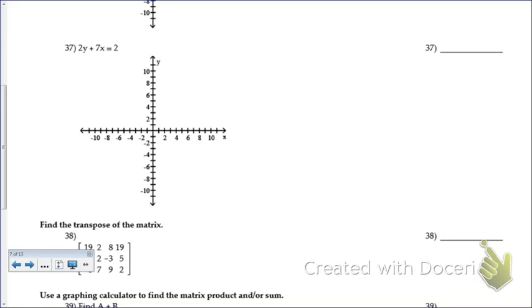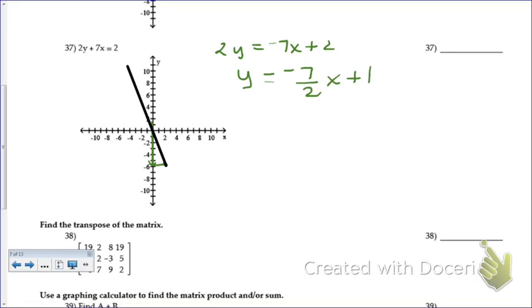37, I mean, you could put that in Desmos and see what it looks like, but you could also put it in slope-intercept form. And that's where we solve for y, and I have 2y equals -7x plus 2. Divide by 2, and y equals -7/2 x plus 1. And so I would find 1 is my intercept, and go down 7 units, and to the right 2, and that's going to be my second point. And then I would just draw a line through those. So there's my line.